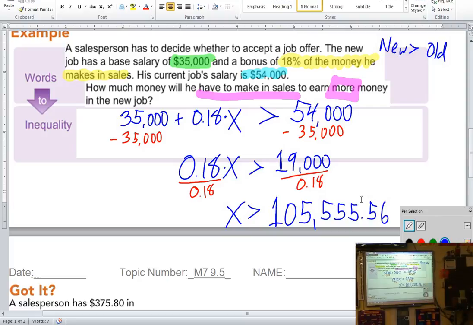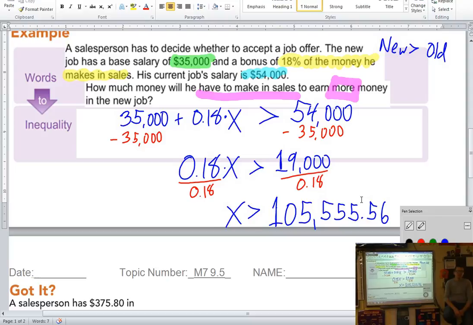So let's think about this. This is in a year, right? So let's say he went to sell cars. My buddy at CarMax, except they don't make commission, they just make straight pay. So in a year, 12 months, let's figure out what he would need to sell per month. So we could divide this by 12, right? What's 105,000 divided by 12? 8,796, so like $9,000, right?